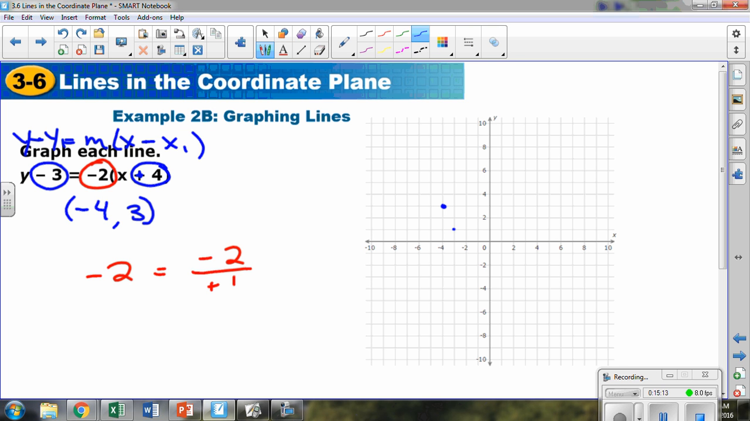So down 2, right 1, down 2, right 1, and so on. Continuing in the opposite direction, up 2, left 1, up 2, left 1, up 2, left 1. And we've got enough points now that we can connect the dots. And we've got our line.